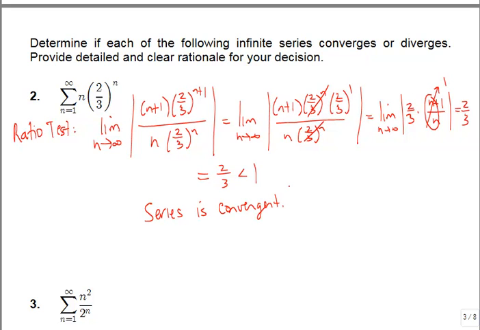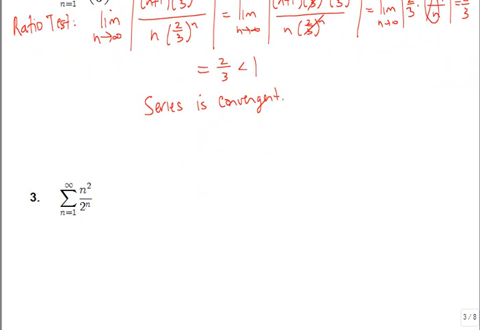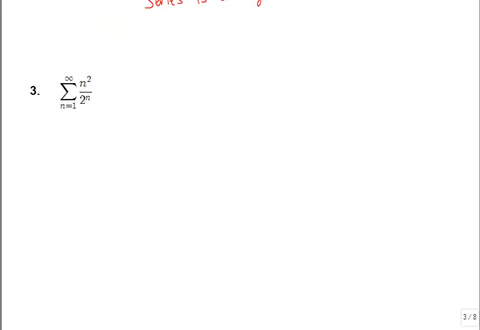Okay, so recall the 3 conclusions. If it's equal to 1, it's inconclusive. If it's less than 1, it converges absolutely. And if it's greater than 1 or infinity, then it is divergent. So we were less than 1, so we were convergent. And it's actually converging absolutely, which is stronger than what you may need in some cases. But for that first example, all of our terms are positive to begin with.